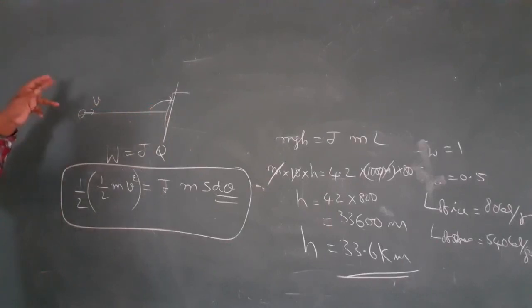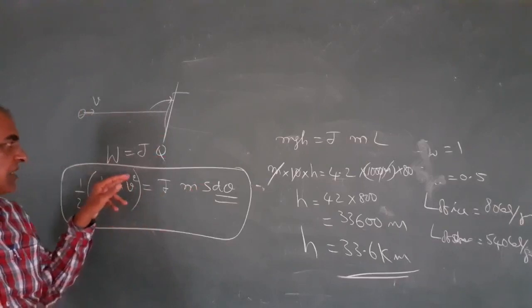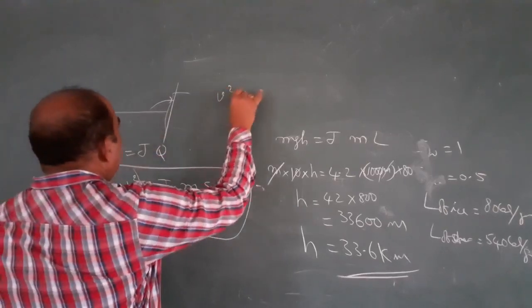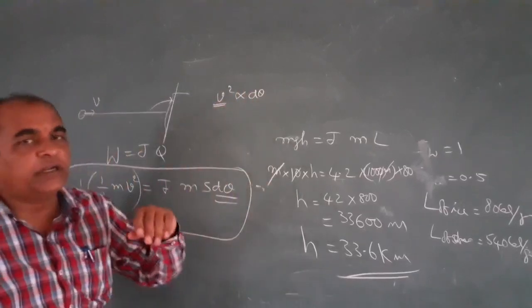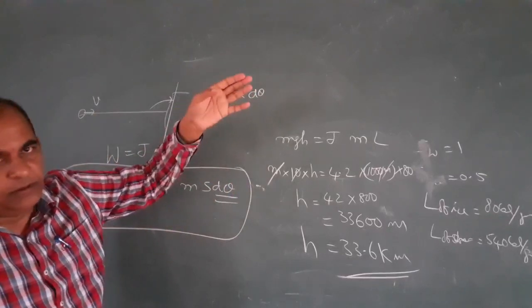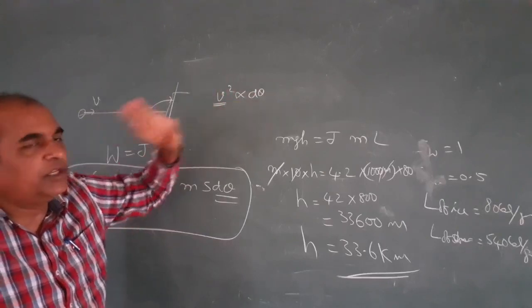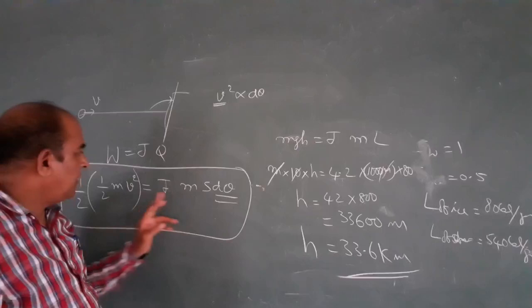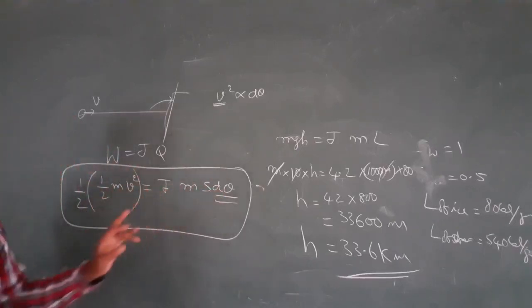Another problem: the bullet is fired and the temperature rises. If the bullet velocity is doubled, what happens to the rise in temperature? So velocity square is directly proportional to d theta. V square is proportional to d theta. Velocity doubled means the temperature rises by 4 times, because d theta is proportional to v square. That is one problem. And from this one we can do another problem, where you have to calculate d theta.